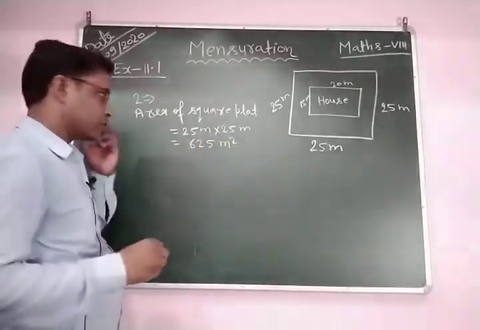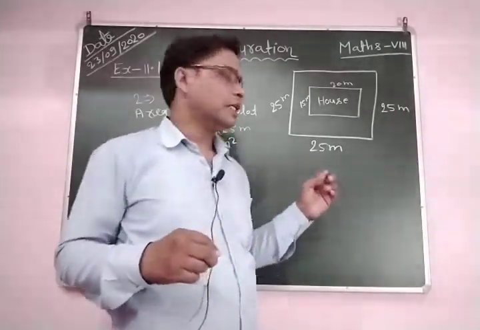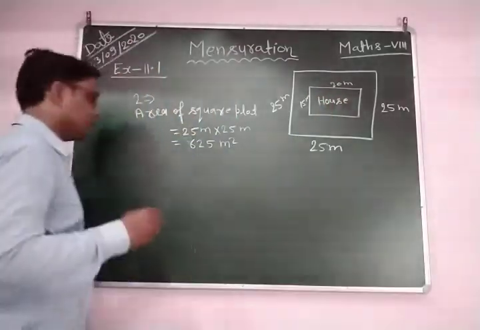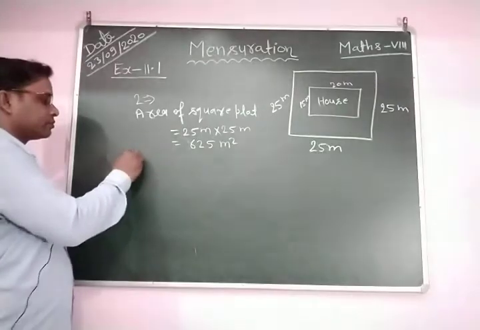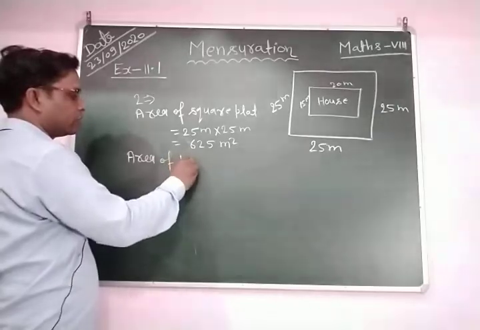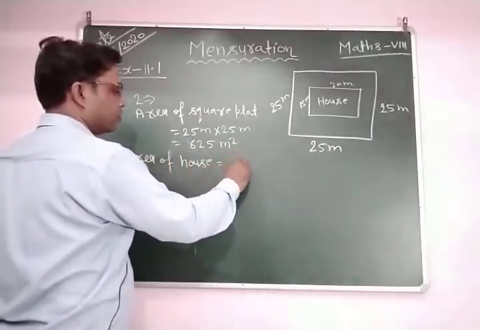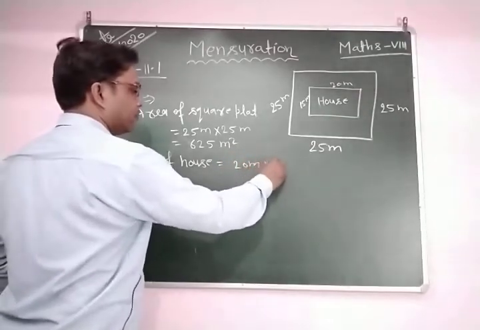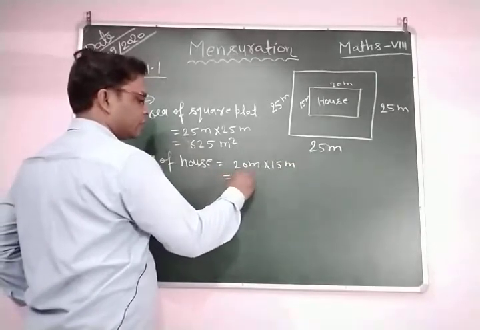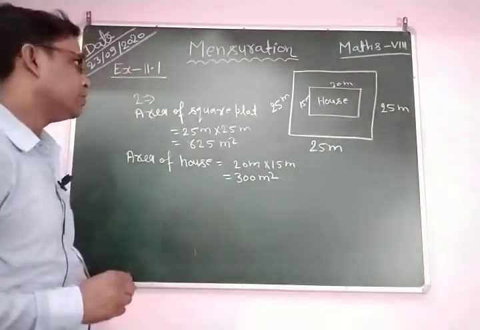625 meter square. Next we find the area of the house. You can see the length is 20 meter and the breadth is 15 meter. So area of house is equal to length into breadth, 20 meter into 15 meter. This is equal to 300 meter square. Clear?